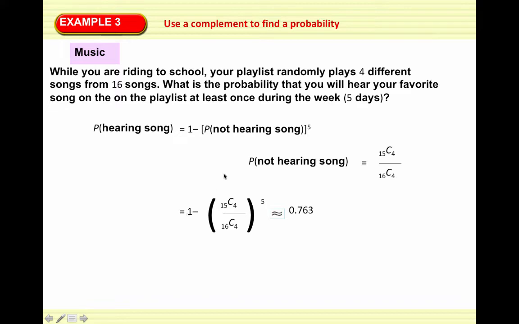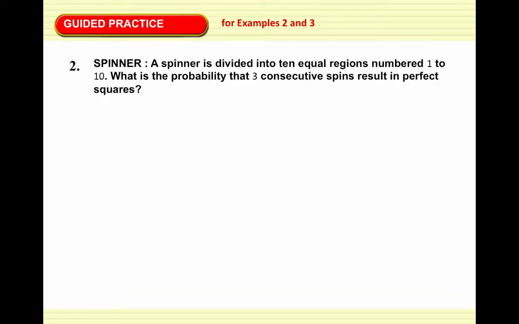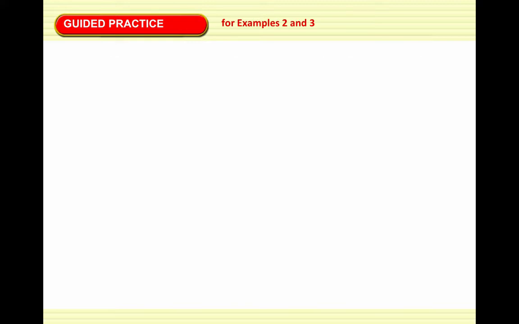Okay, so the probability of hearing your song at least once during the 5-day week is 1 minus the probability of never hearing your song all week long. And so the probability of hearing your favorite song is going to be about 0.763. So roughly a 3/4 chance that you will hear your song at one point in the week. Okay, so go ahead and do the guided practice here and then come back to the video. Go ahead and pause.